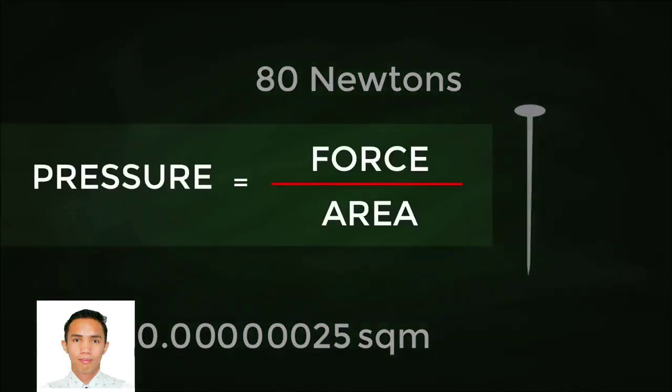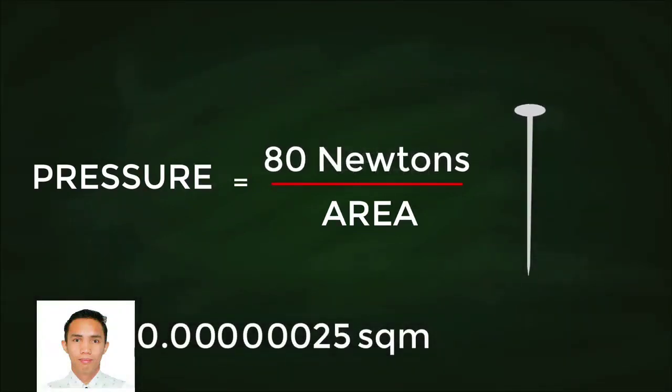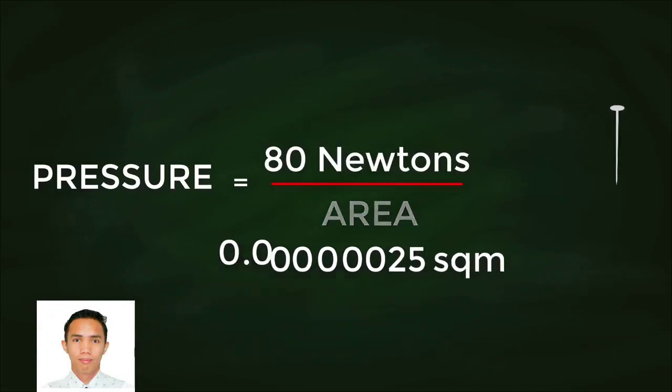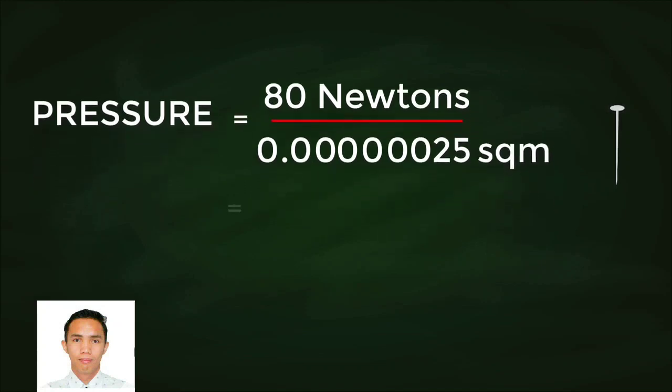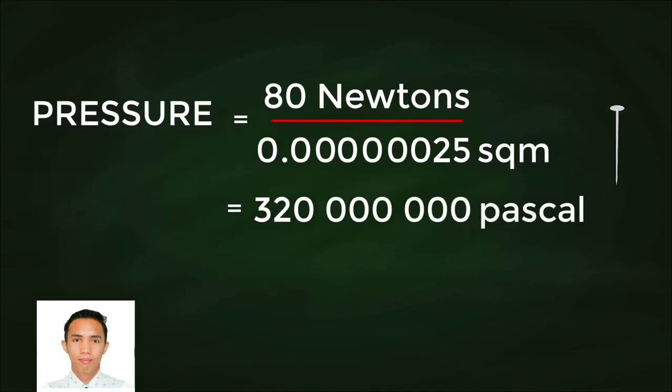Here's our formula again. Pressure equals force divided by area. Let's substitute the values into the equation, so 80 newtons divided by 0.0000025 square meters, and you'll probably need a calculator for this, I know I do. Okay, here we go. Wow, 320 million Pascal.